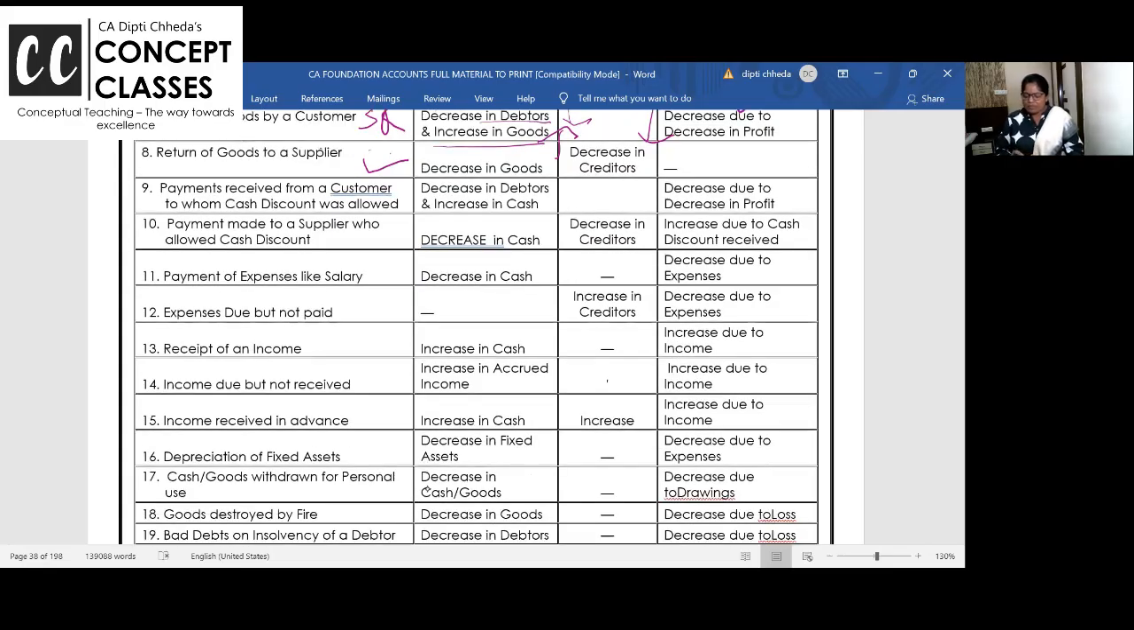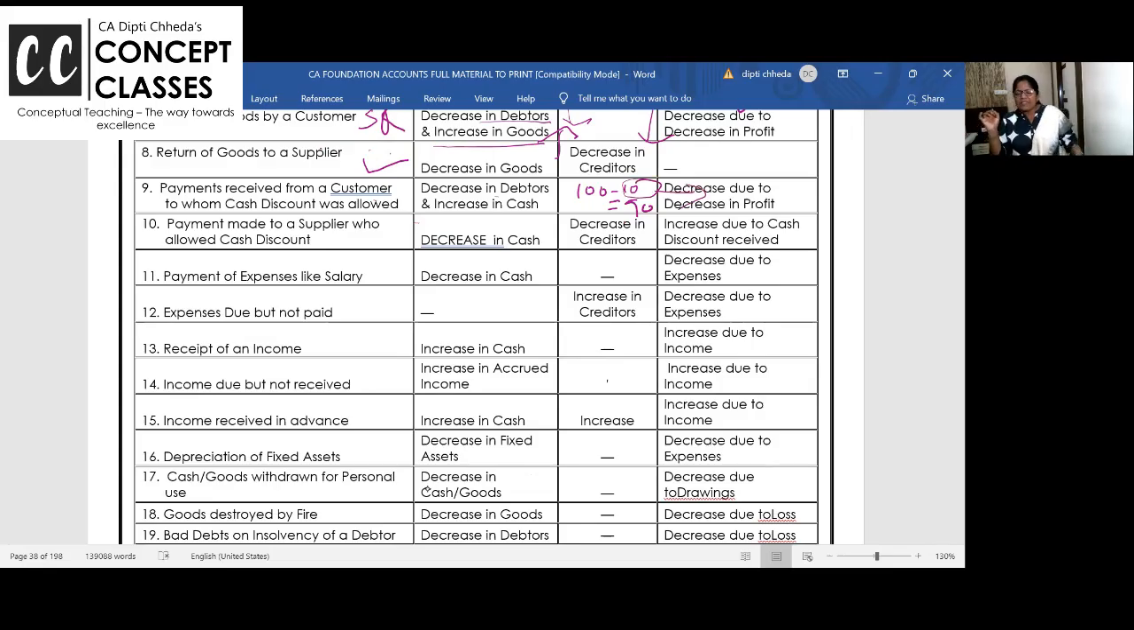Accounting equation. Payment received from a customer to whom cash discount was allowed. So a customer had to pay me 100, 10 discount kaat ke he paid you 90. So decrease the debtors by 100, increase the cash by 90, and decrease the profit by 10, because if you allow them discount, discount is your loss.